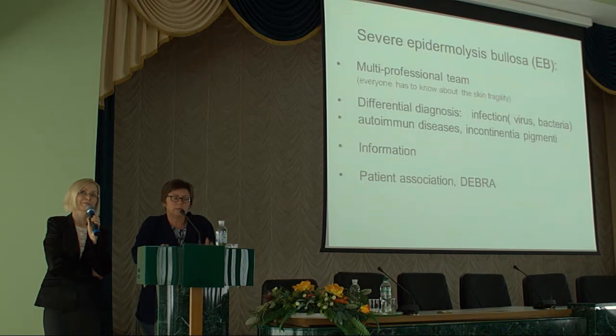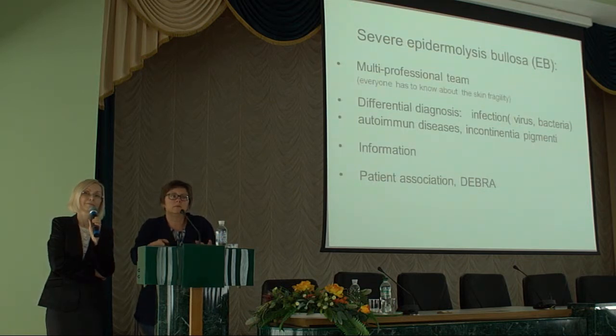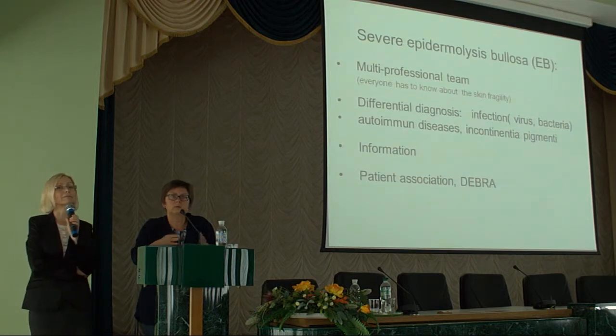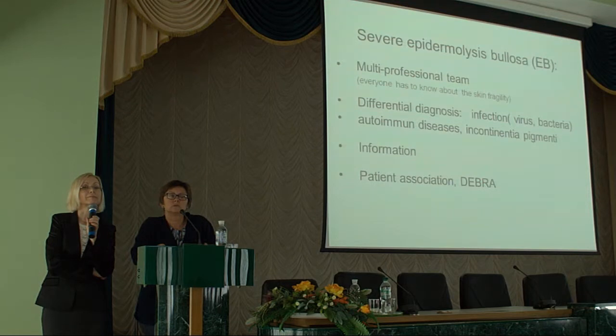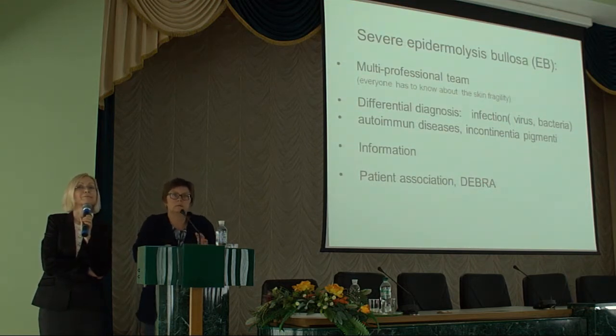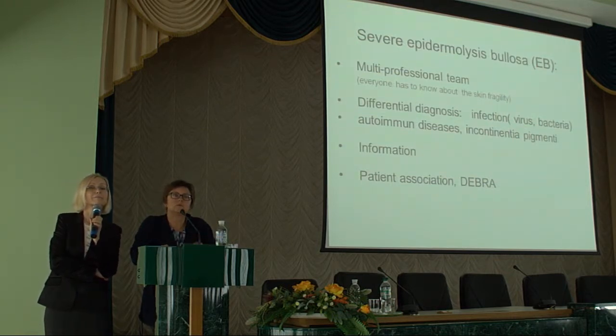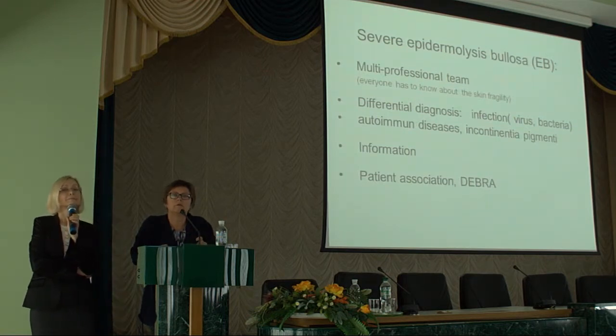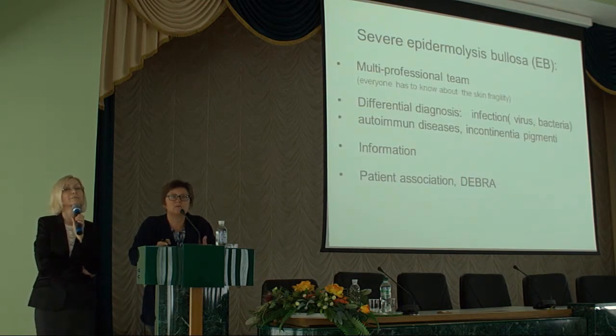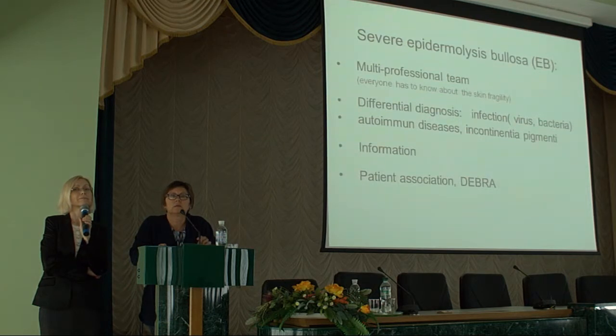So of course, when we have a kid with severe EB, we have to think about different diagnoses. It can be infection, and it can be some autoimmune disease or some other inherited skin disease. But if we have the diagnosis and know that this is a severe EB, then we really should start to build a multi-professional team around these kids. And of course it's very important with information to the parents, but you shouldn't start to give information or just believe the kid has EB before you have the diagnosis confirmed by the skin biopsy. And also I think that the patient association, DEBRA, has quite a big role here to meet the parents and the newborn baby and tell them about EB from that point, because they have a lot of experience, of course.